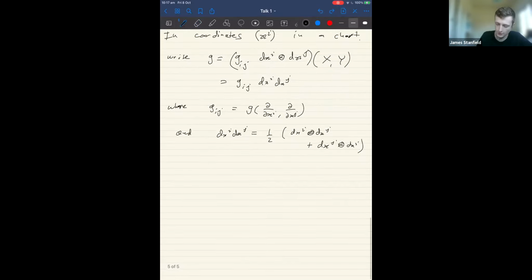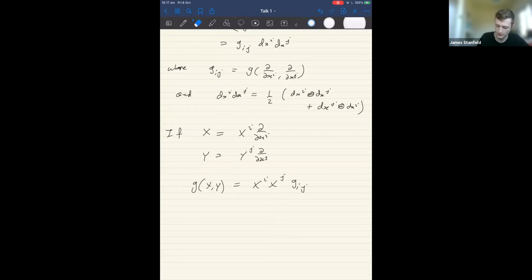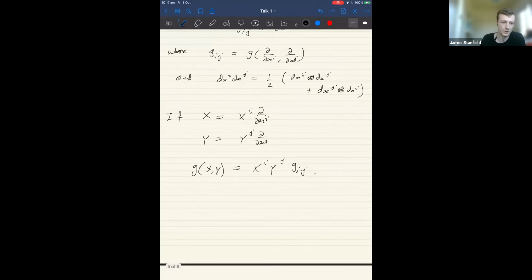So what do we have? So, I mean, I guess if we want to be completely detailed, we can write this. So we can expand any two vector fields in this basis, and then what does g look like when we act on them? This is just the sum over i and j of X^i Y^j g_ij. Okay, so this gives us a coordinate representation of this inner product, or Riemannian metric.